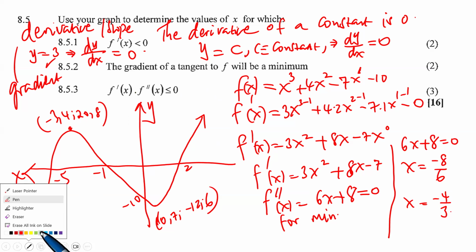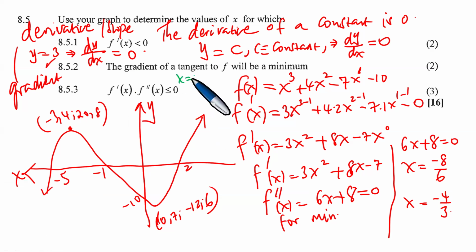Now pay particular attention to this. X equals minus 4/3, and this is the answer. This answer can be written in many ways, and one can say it's minus 1 point 3 3 recurring, but you can truncate it, you can round off.